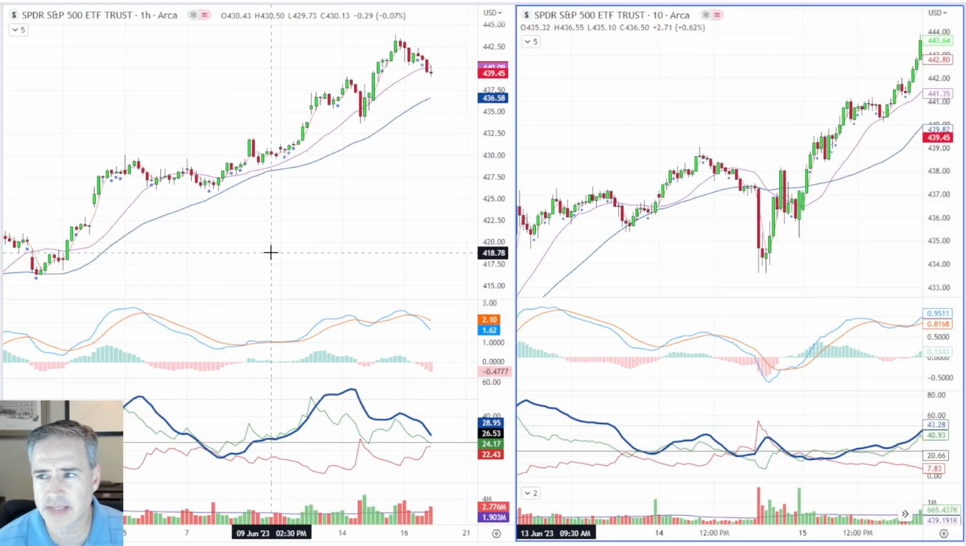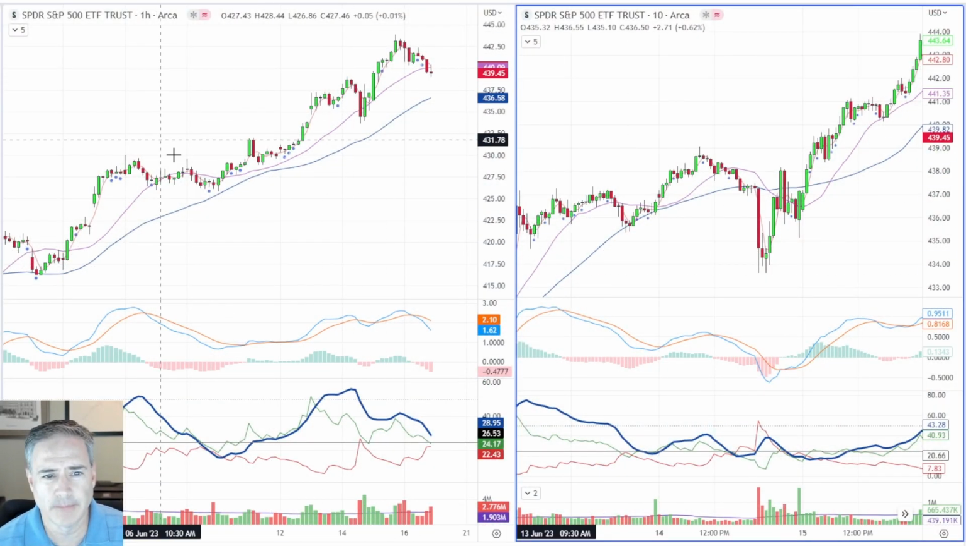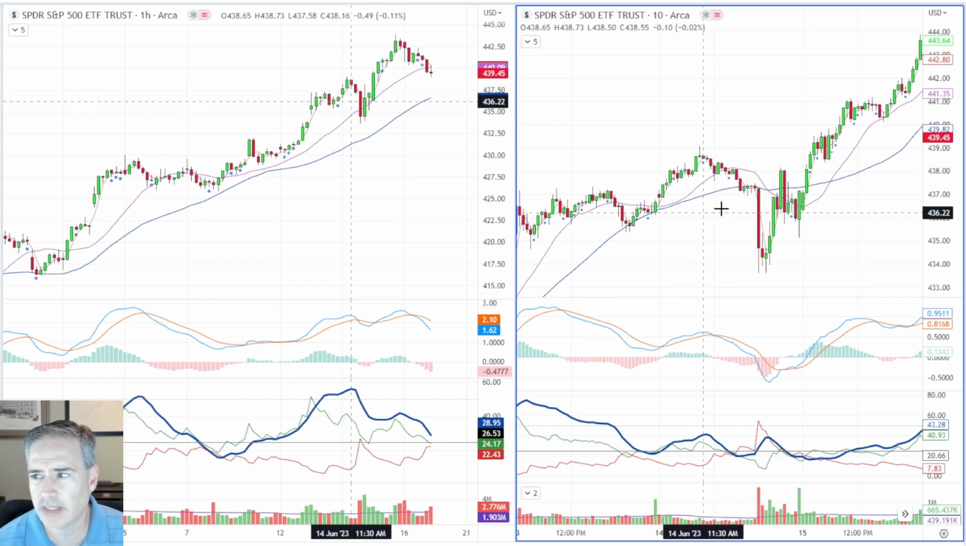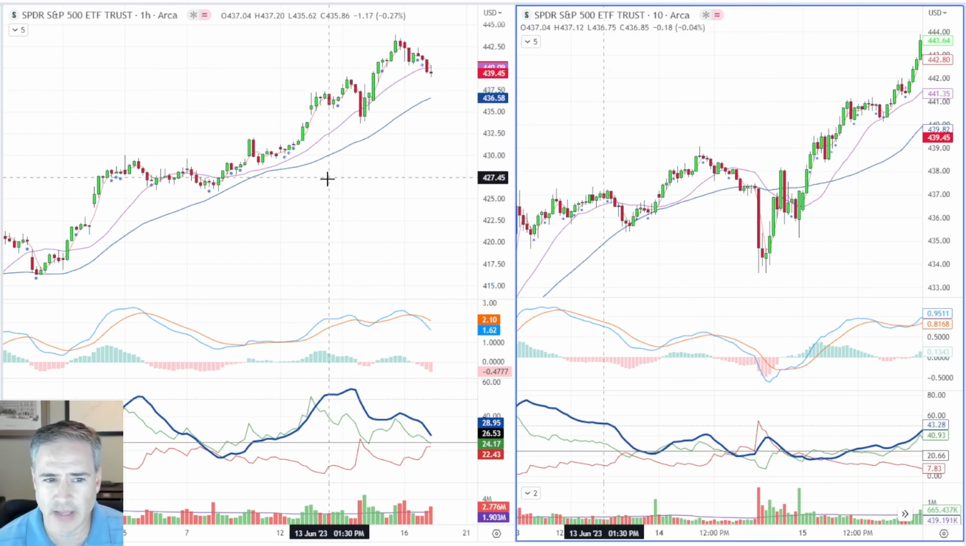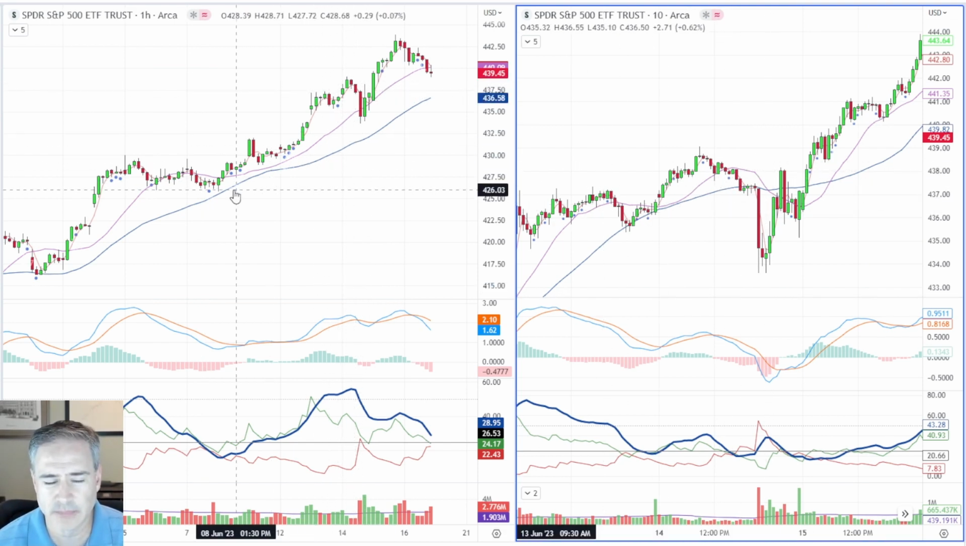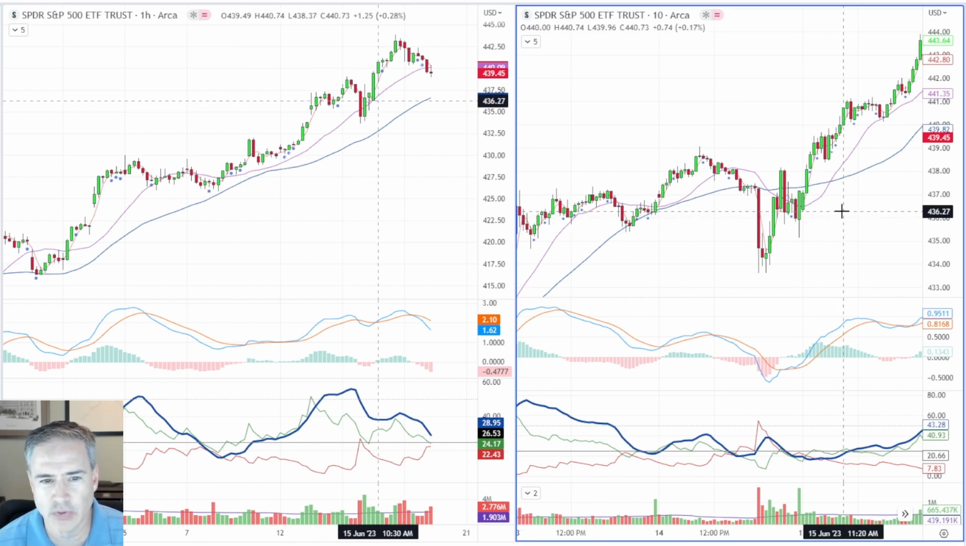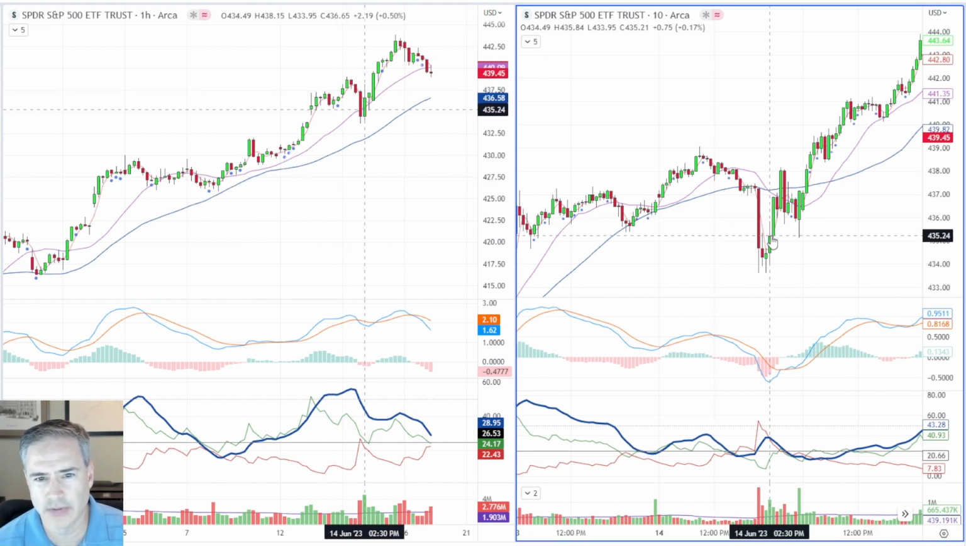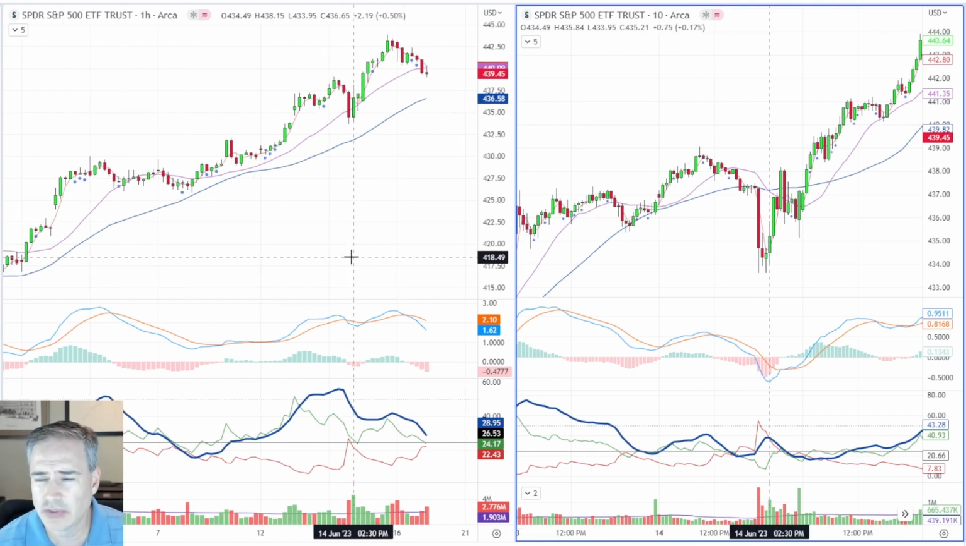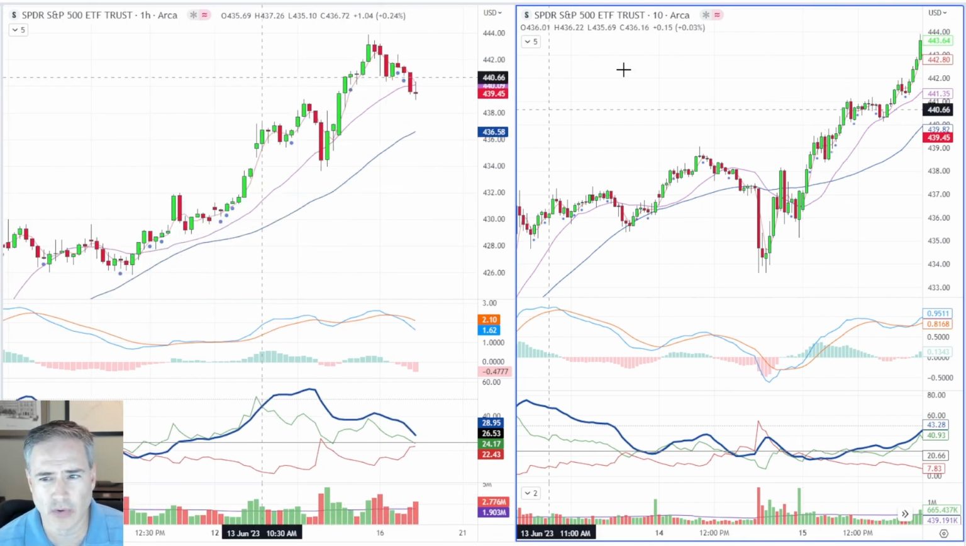And I've actually got the S&P chart up. I've got an hourly chart on the left and a 10-minute chart on the right. Now, again, I'm using an intraday movement, but this happens on longer term timeframes all the time. So what I'm going to teach you today is applicable in all timeframes.